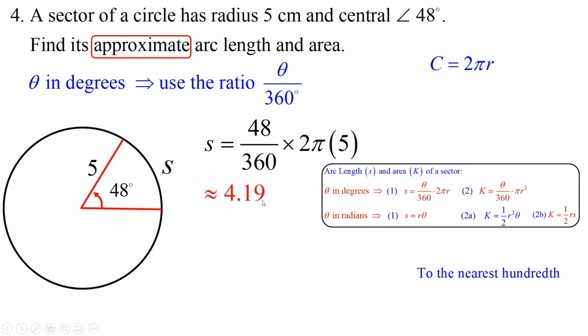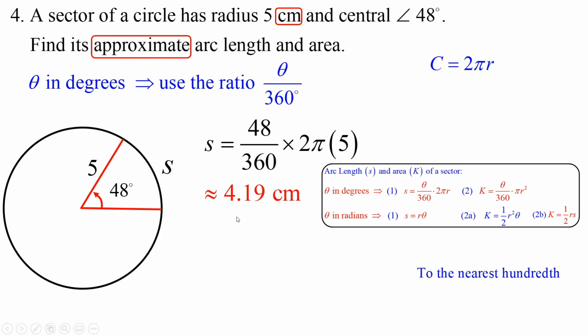And now, do I know my unit here? Because remember, this arc length, that S is a distance. What is the actual distance right there? And since the radius was given in centimeters, then this distance right here is approximately 4.19 centimeters.